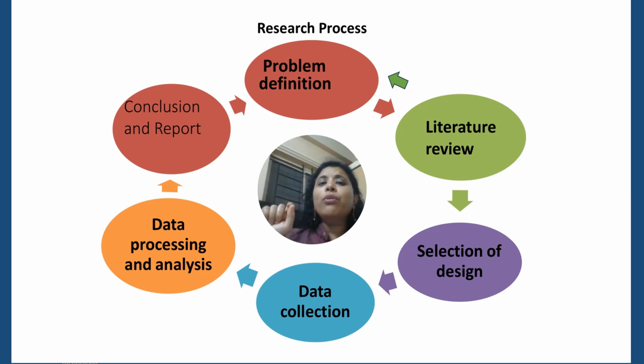I will be helping you out in understanding each concept very clearly. So just let me tell you that there are 6 steps in a research process. The first one is problem definition. Second is literature review. Third is selection of a research design. Fourth is data collection. Fifth is your data processing and analysis. And the last, sixth, is the conclusion and the report writing.